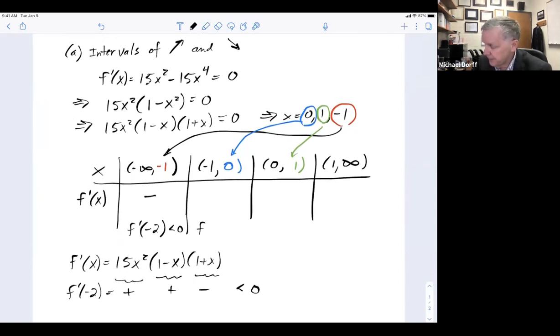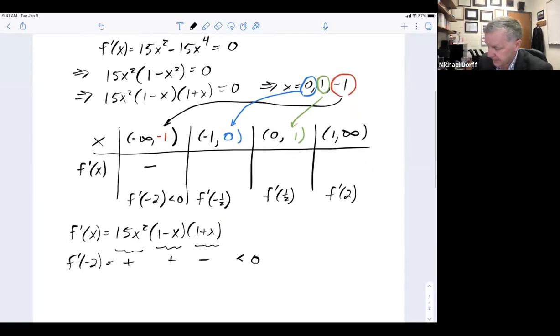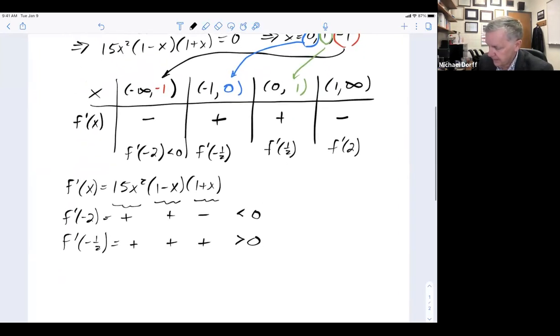I'm going to do that for all the intervals. Here I would take negative 1/2. Here I'm going to take positive 1/2, and here I'm going to take positive 2. And again, I just look at the value of my derivative at those points. Here I'm going to get a positive value, here I'm going to get a positive value, and here I get a positive value. So that's greater than 0, so I'm going to put a plus there. And likewise, if I keep doing this, I'll get plus and minus. All right. So what does that tell me?